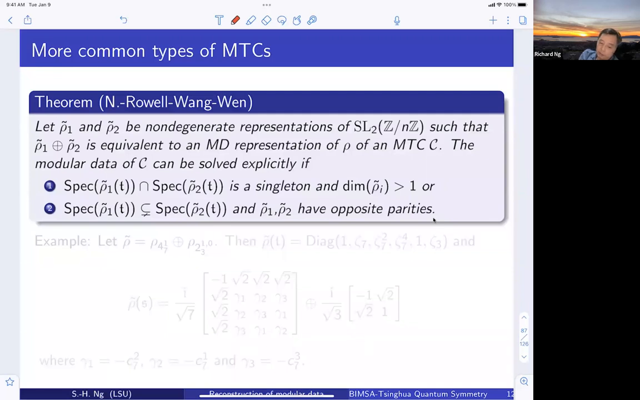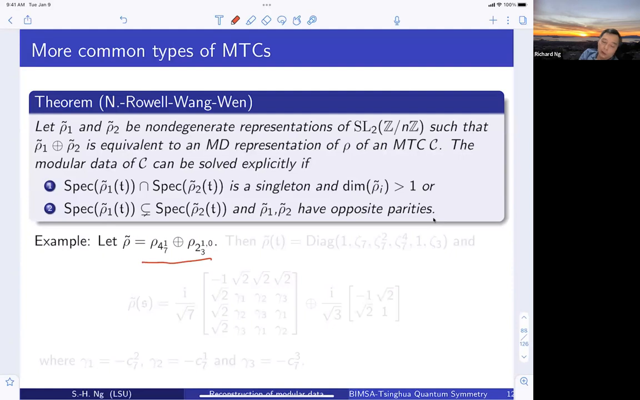If the spectrum of rho 1, the first one, is a subset of the spectrum of the second one, and they have opposite parity, we can also write down the MTC representation for this direct sum. Well, when I say MTC representation, it means potential MTC representation, but in the end they may not be realized. So let me illustrate a little bit of how we use the result. For example, rho tilde is a direct sum of these two irreducibles. What are they? Well, this convention is used in the paper.